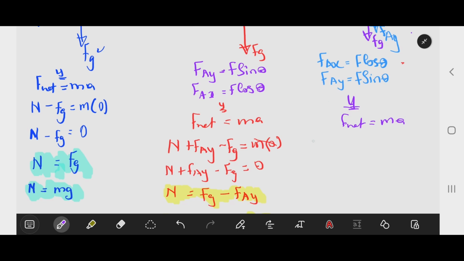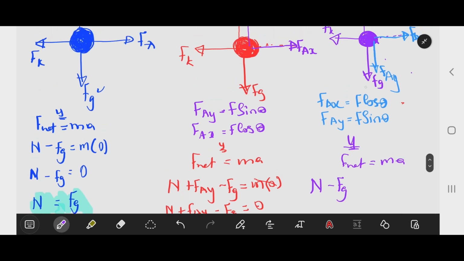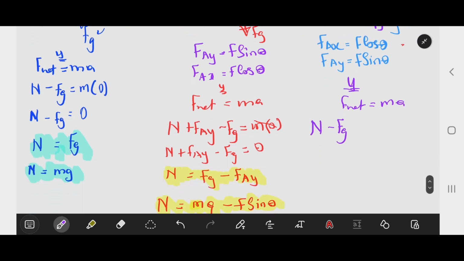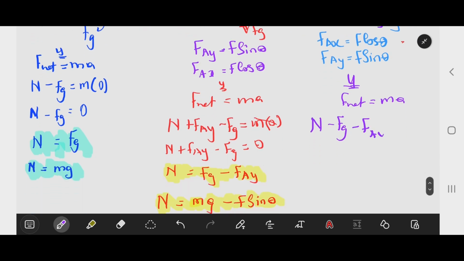We have the normal force, which is positive. We have Fg, which is negative since it is pointing downwards. We have Fay, which is negative, pointing downwards. That is equal to the mass of the object multiplied by the acceleration, and since they are not moving in the y direction, the acceleration is equal to 0. So that would be normal force minus Fg minus Fay equals 0. So my normal force is equal to Fg plus Fay.